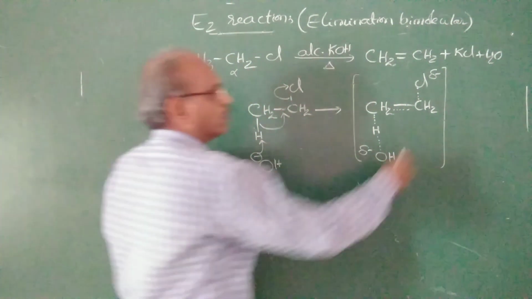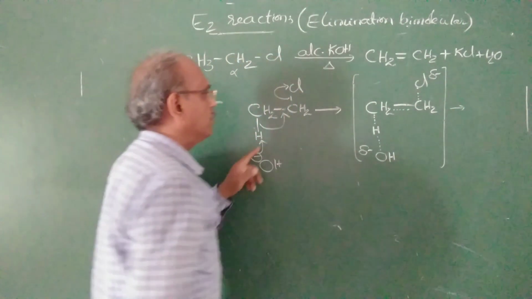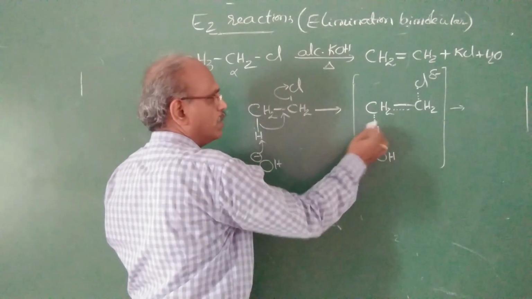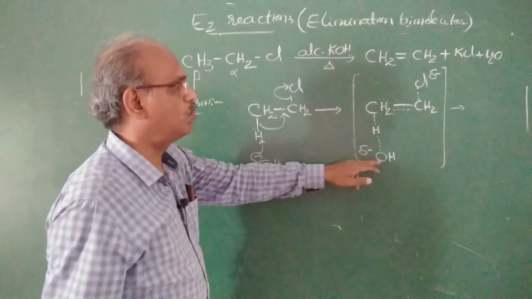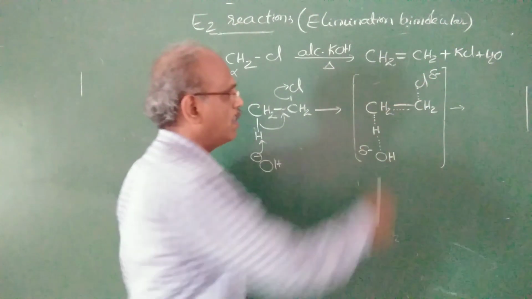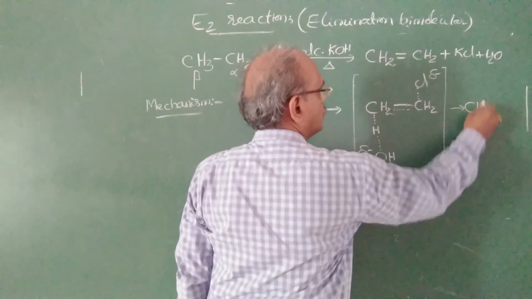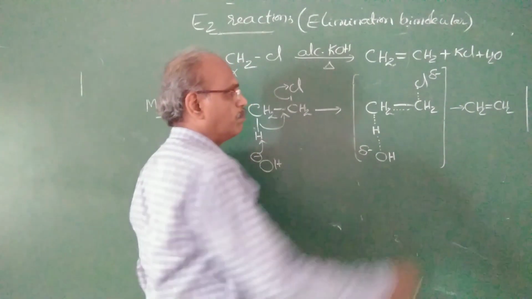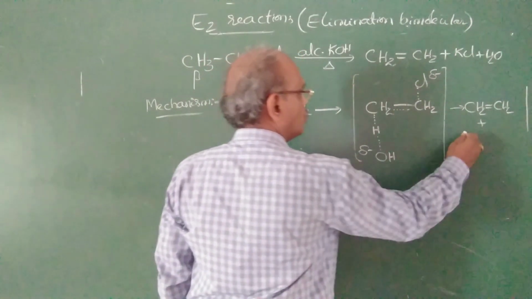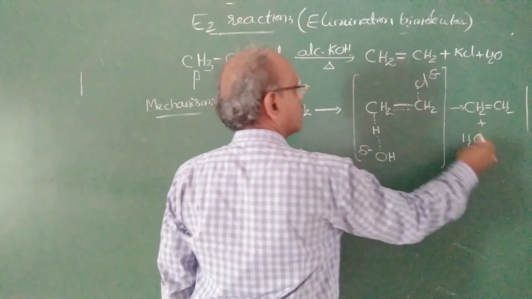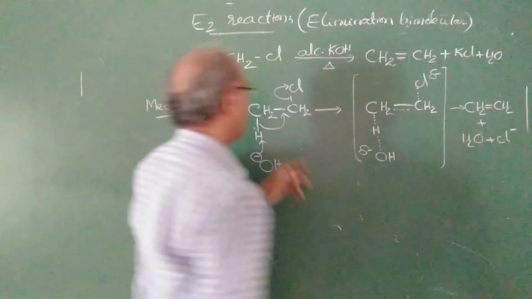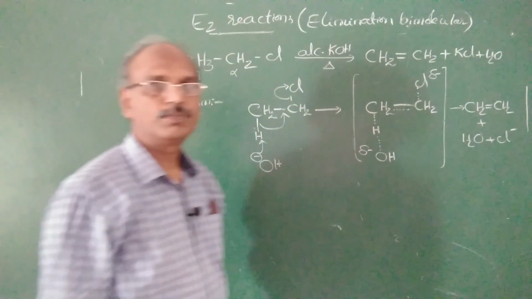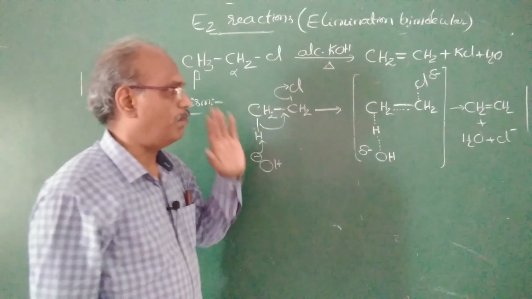Okay, thereafter see what happens. Last is complete breaking of this. It is with OH minus, H2O, and this is Cl minus, and this is ethylene, CH2=CH2 plus H2O plus Cl minus. Here I have not taken K plus. If K plus is written, here we have to write KCl. Okay, these are the products formed.